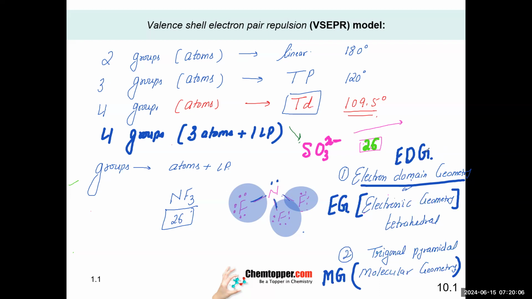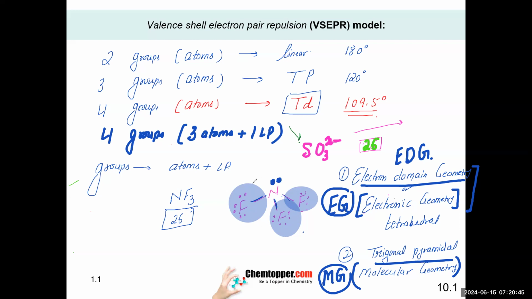So electron domain geometry or electronic geometry is decided by the number of groups on the central atom. If it is 3, trigonal planar. If it is 4, tetrahedral. I'm going to teach you 5 and 6 also, but right now my focus is only 2, 3, 4. You're understanding this? Now, when your electron domain geometry is tetrahedral, but the molecular geometry is trigonal pyramidal, they are not the same. Why? Because one position is occupied by a lone pair.